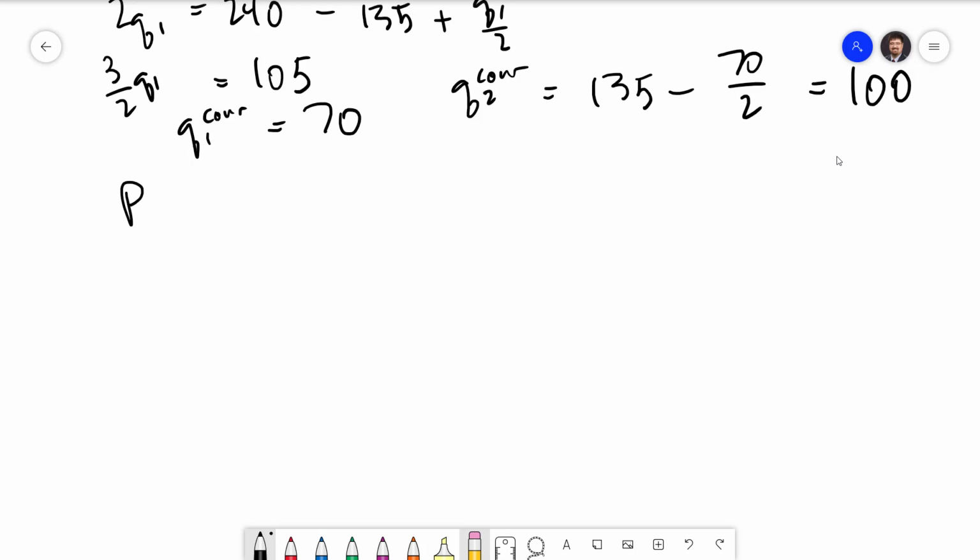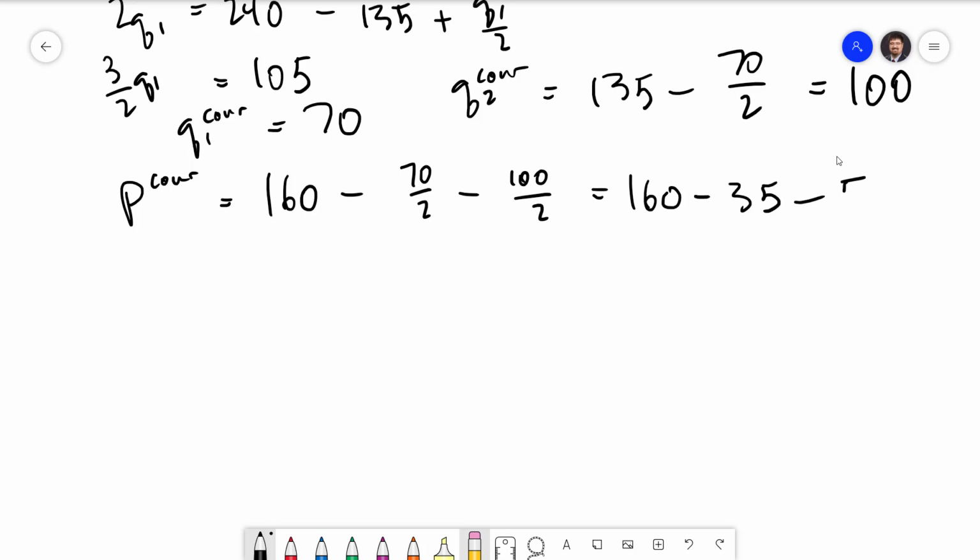As always, there is a single Cournot equilibrium price, unlike in Bertrand. To get that, we're going to plug our quantities into our inverse demand function. 160 minus q1 over 2 minus q2 over 2. And so that gives us 160 minus 35 minus 50, which comes out to 75.